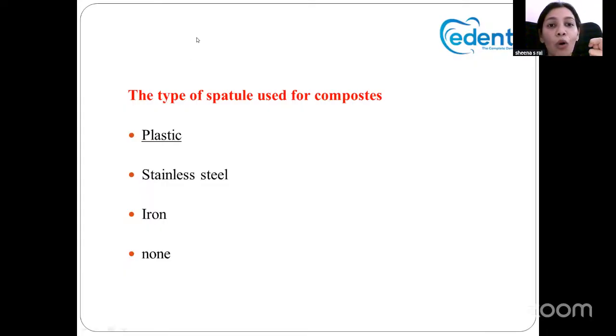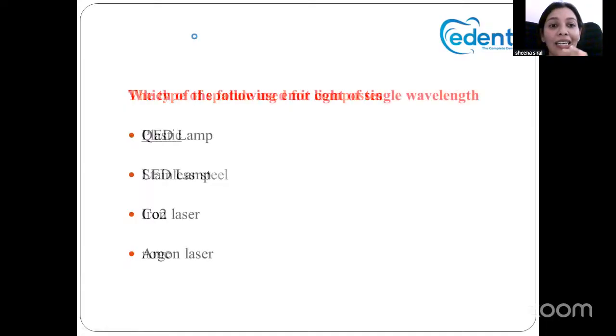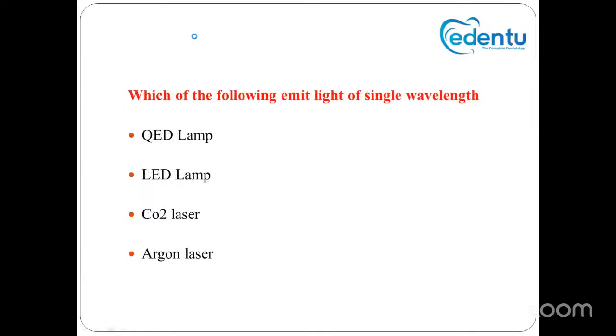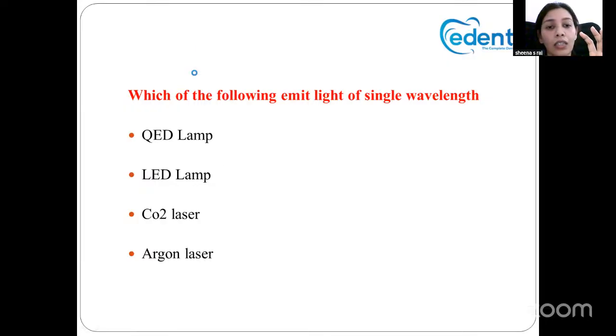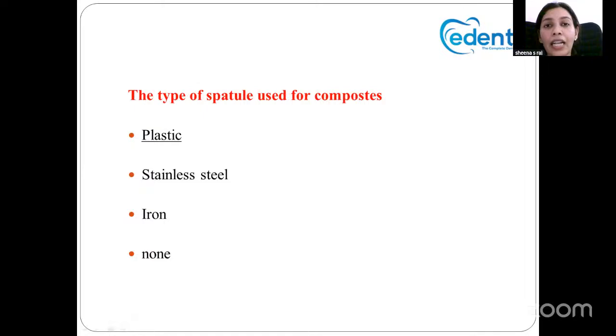Actually, they affect the polymerization shrinkage. That is why we avoid various other materials like steel, the iron material, etc., because they actually inhibit the polymerization of the composites.